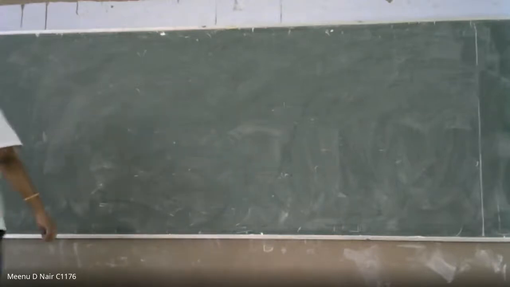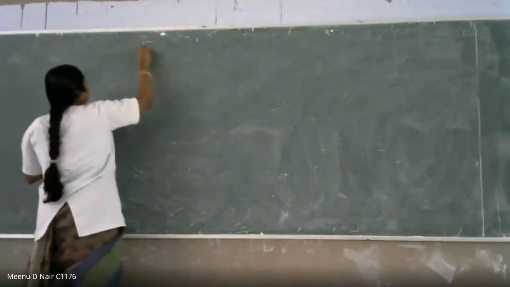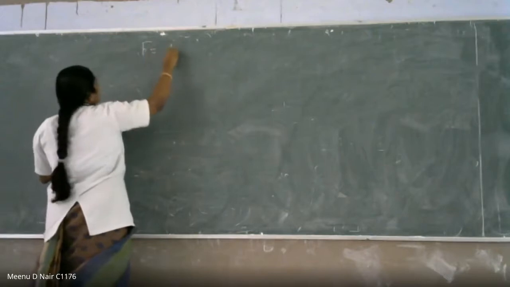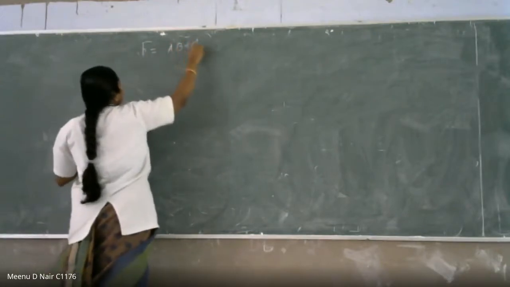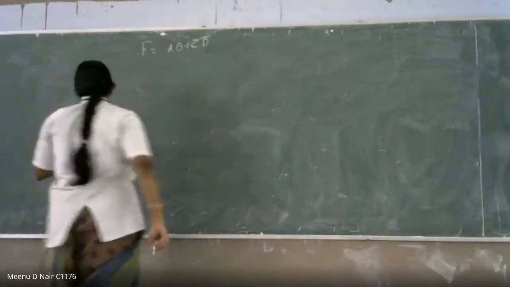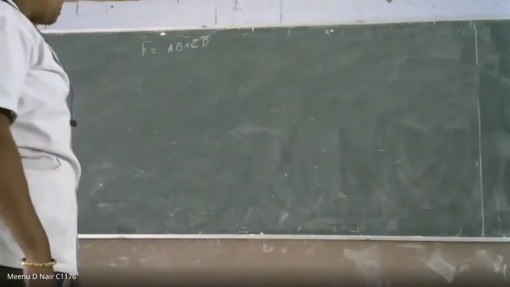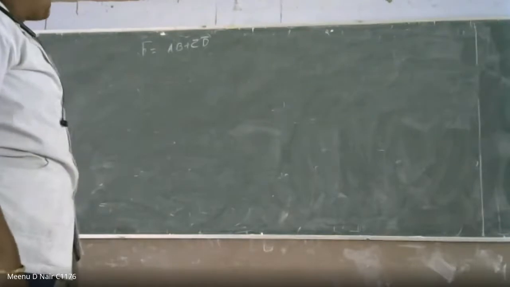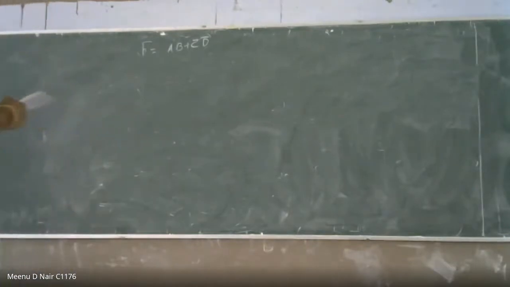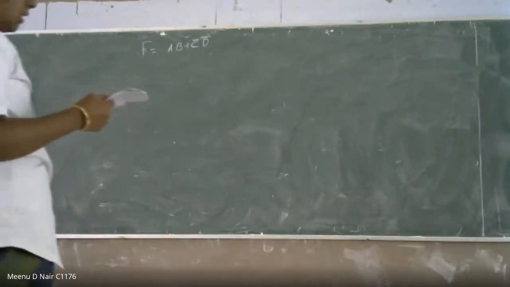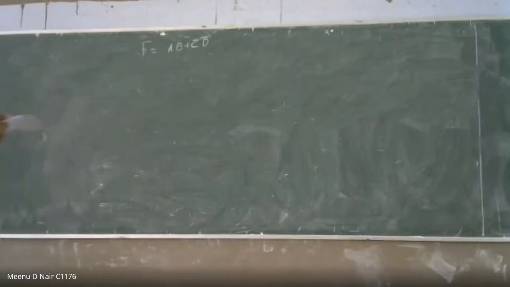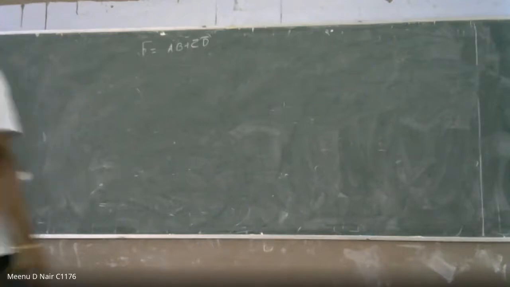So one more question in this format. Your question is F is equal to AB plus C bar D bar. Implement the expression using NAND gate. F is equal to AB plus C bar D bar.